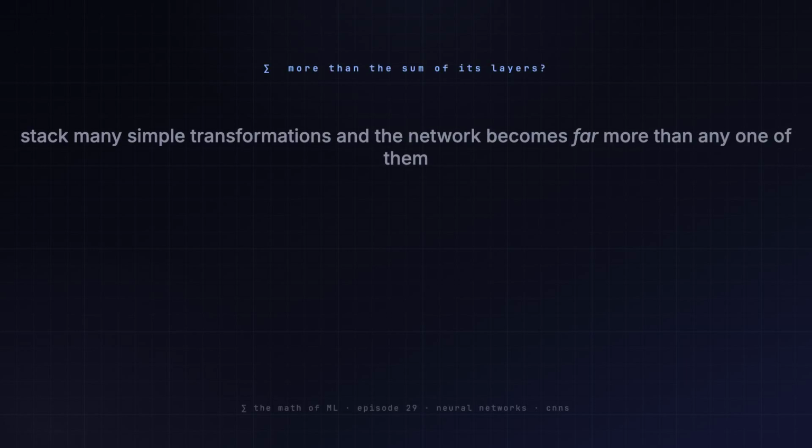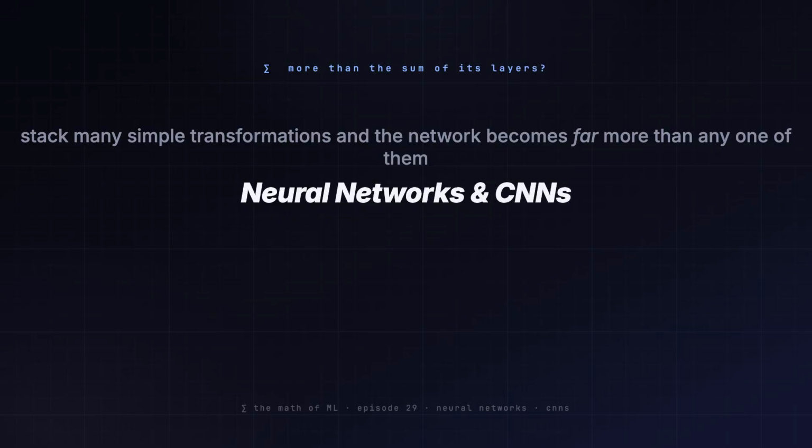Last episode, trees and SVMs made decisions with clever single boundaries. Now we ask, what if we stack many simple transformations on top of each other? Does the network become more than the sum of its layers? Think of a factory line.